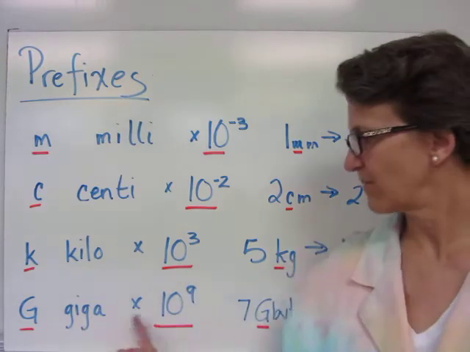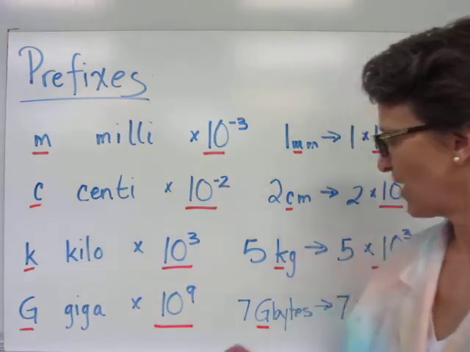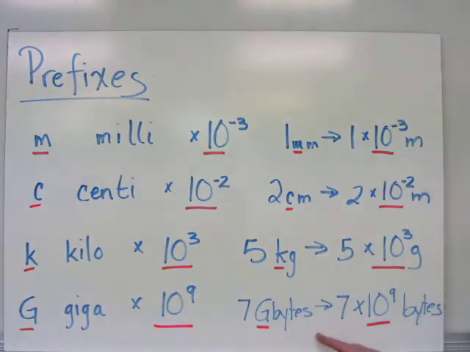Giga represents a billion or 10 to the ninth. If you have 7 gigabytes, you can replace the capital G with 10 to the ninth to have 7 times 10 to the ninth bytes.